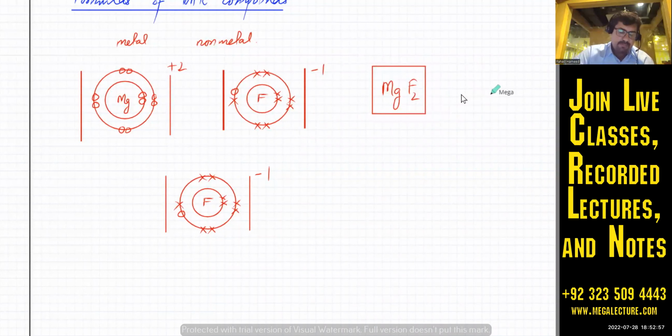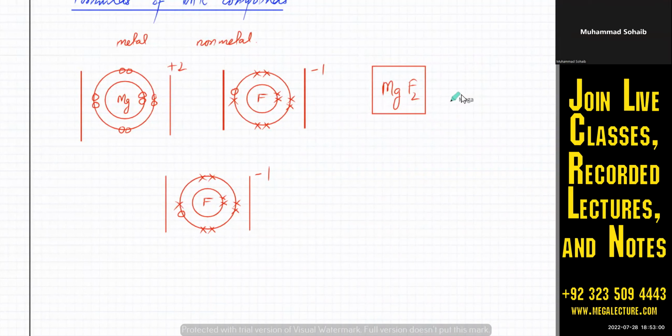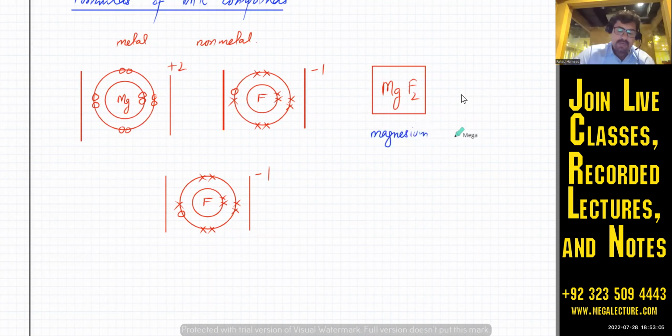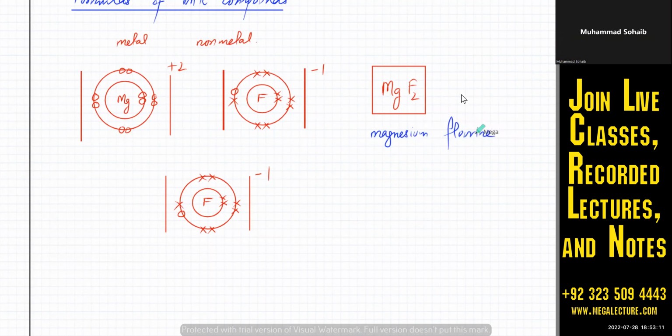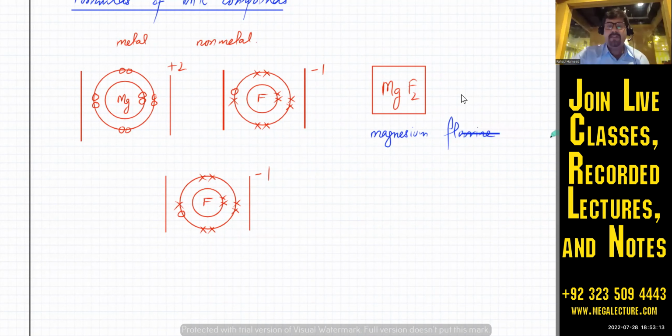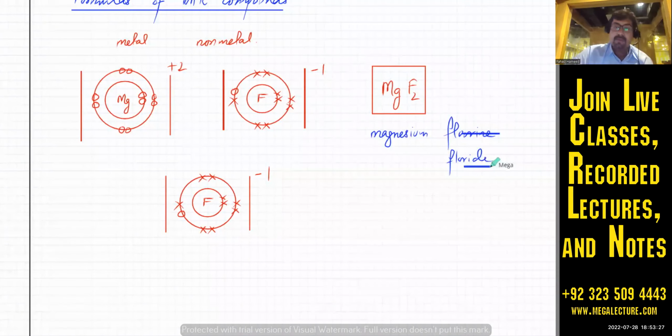And the name of this compound, for ionic compounds, is going to be magnesium, and instead of fluorine, fluoride. When a non-metal forms a negative ion, it becomes an -ide. So instead, it will be called fluoride. So remember this naming convention: you have a positive ion and a negative ion, and the name of the negative ion changes.